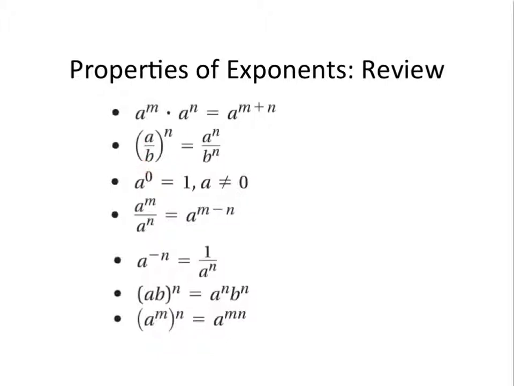Power of a quotient. You can raise each of the parts of the quotient, so the numerator and denominator, to that power. Any value to the 0 power is always equal to 1, not including 0. 0 to the 0 is undefined, but a to the 0 power is equal to 1. If you don't remember why that is, remind me in class and we'll go over it. It's just a very simple and quick look at a pattern.